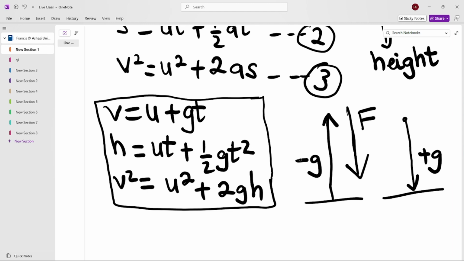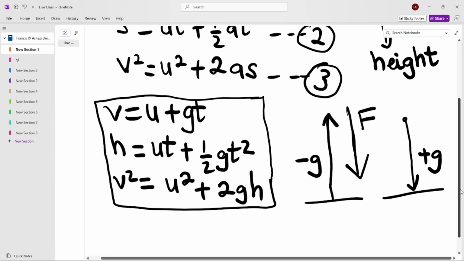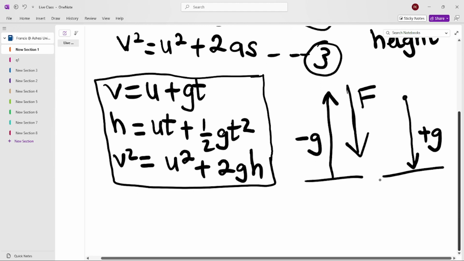For that reason, when you are going up, you consider the g to be negative because you are going against the force of gravity. But if you are going from top to down, then it's already in the direction of the natural force, so g is positive. So let's just keep it like that. When we are analyzing the various cases, we don't need to just change the values, but we also keep in mind, are we going up or going down? Is that okay?